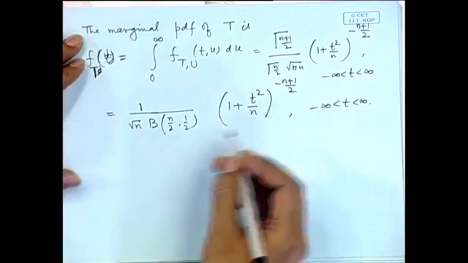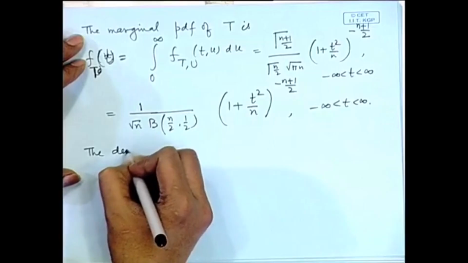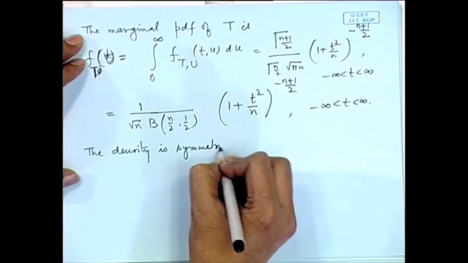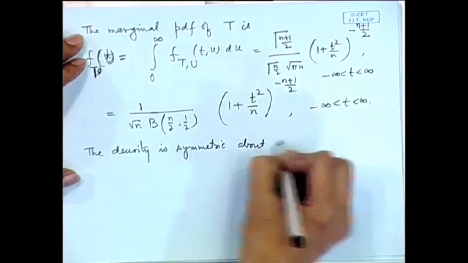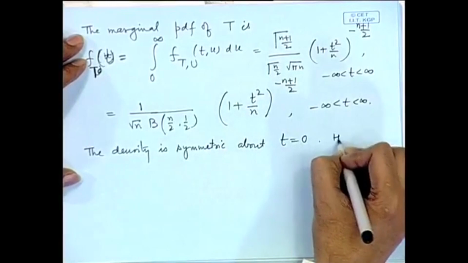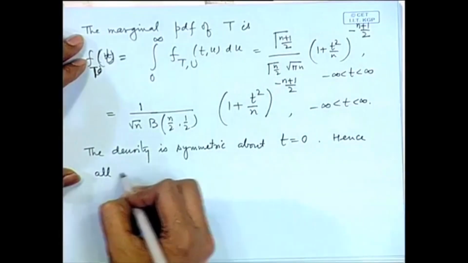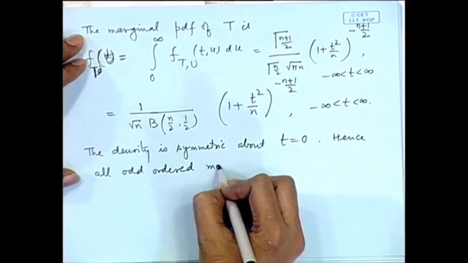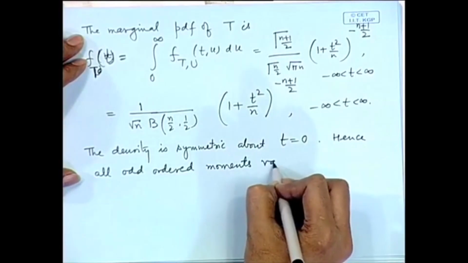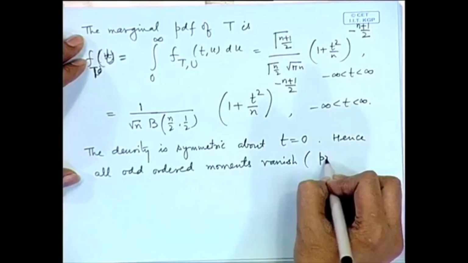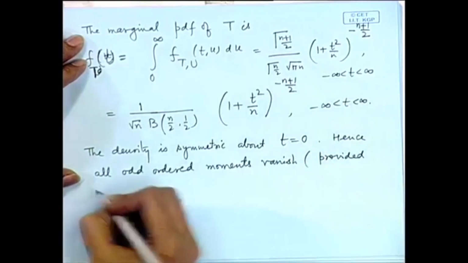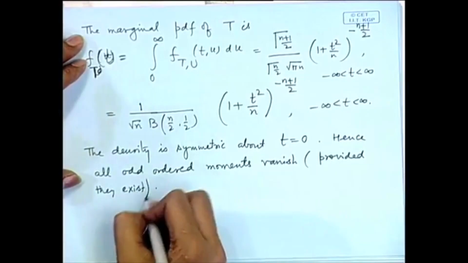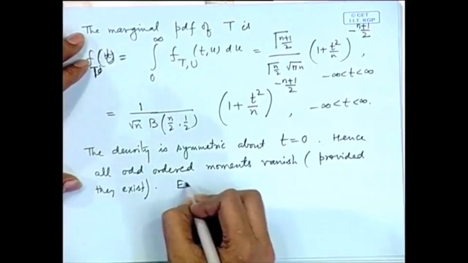So, we look at this: the density is symmetric about t equal to 0. Hence, all odd ordered moments vanish, provided they exist. Even ordered moments can be calculated.